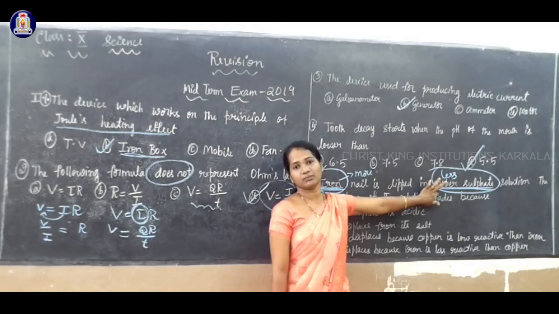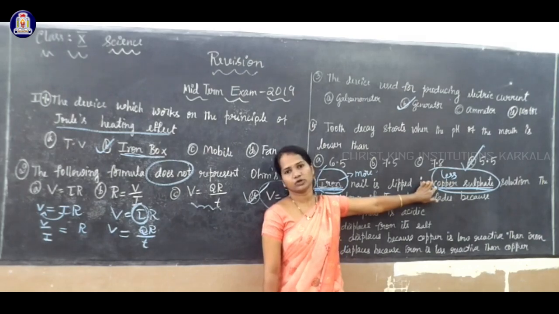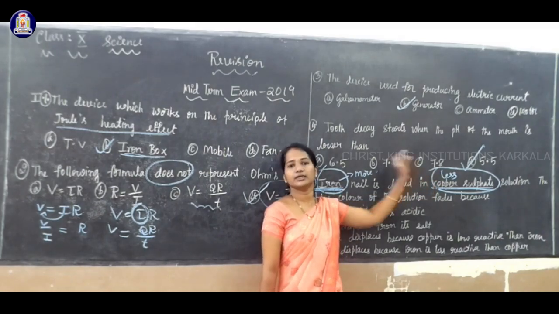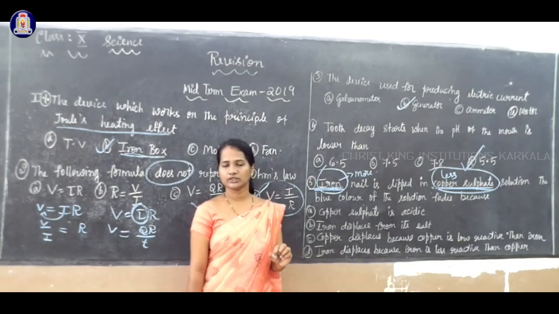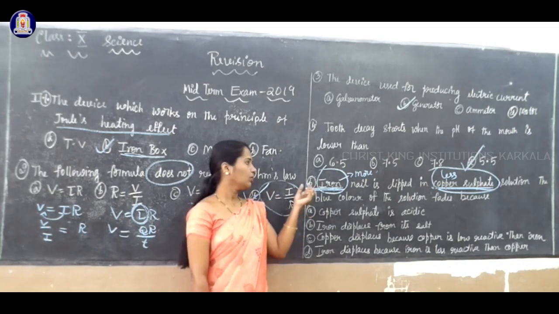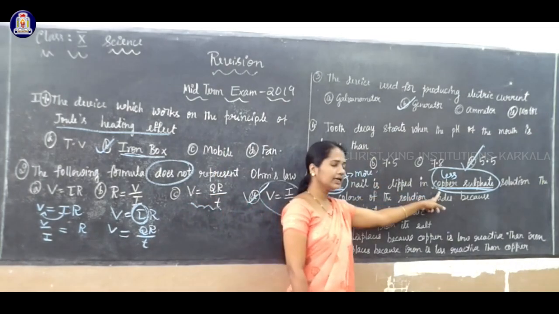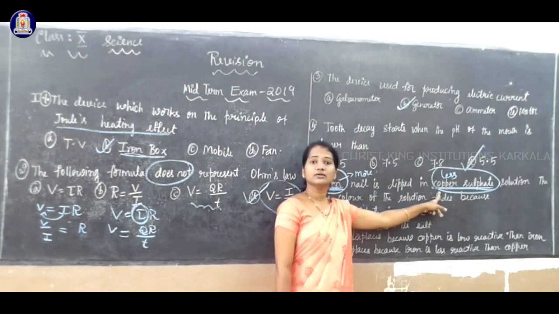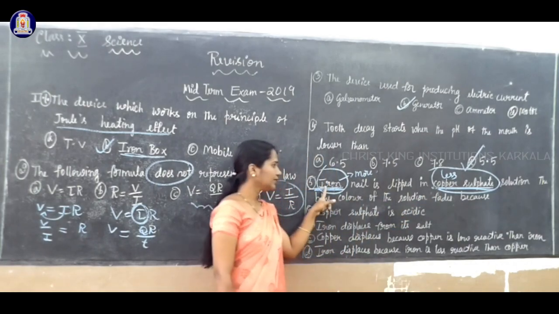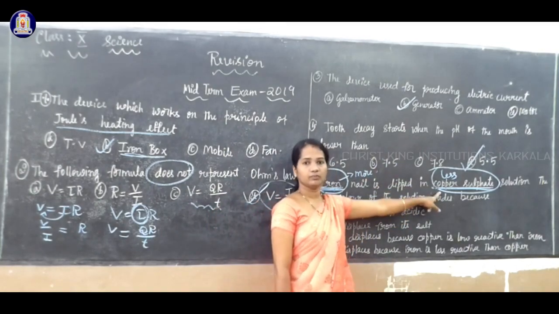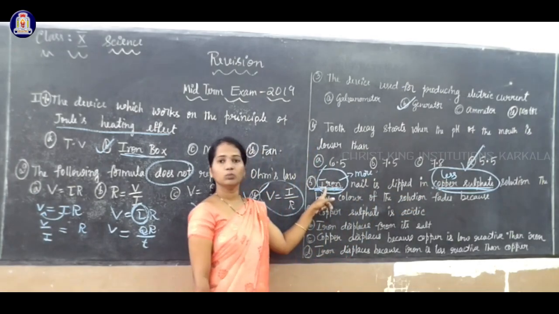Displacement reaction, in metals and non-metals, chemical properties of metals and non-metals. In that we have studied displacement reaction. What is displacement reaction? The reaction in which a more reactive metal displaces a less reactive metal from its compound, from its salt solution. So iron can displace copper because copper is less reactive, iron is more reactive.